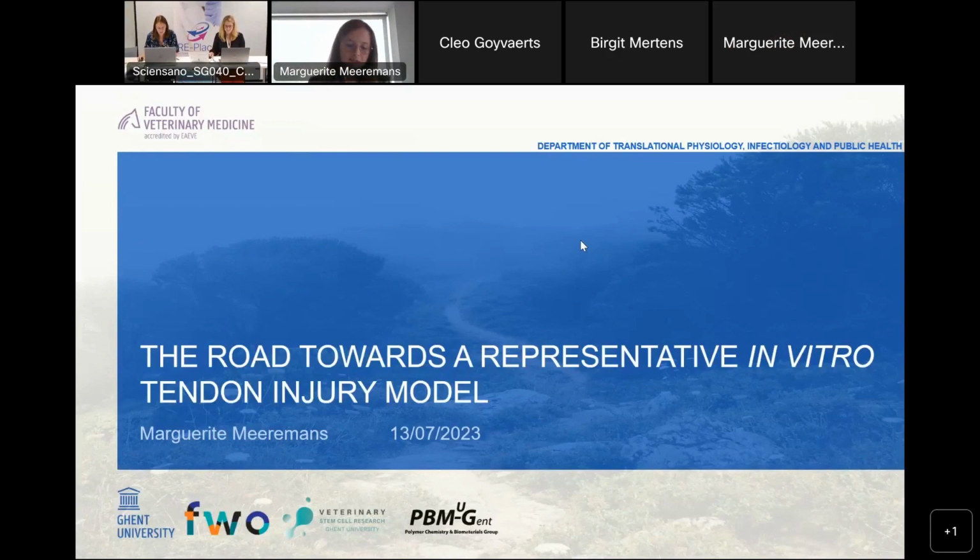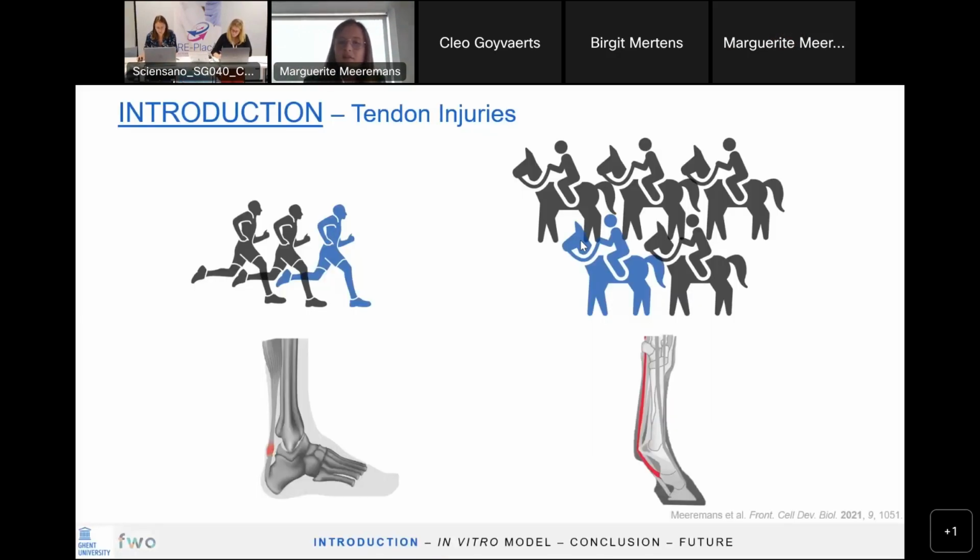As you were already introduced, I will present to you part of my PhD project, which is the development of a representative in vitro tendon injury model. First, I would like to start with giving you some numbers. In Belgium, 3 out of 20 people occasionally go for a run, but 1 out of those 3 runners will develop an Achilles tendon injury. Comparably, in horses, 1 out of 5 racehorses will develop a tendon injury during its career.